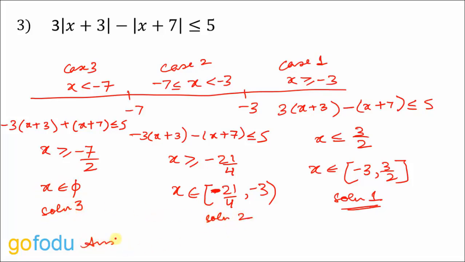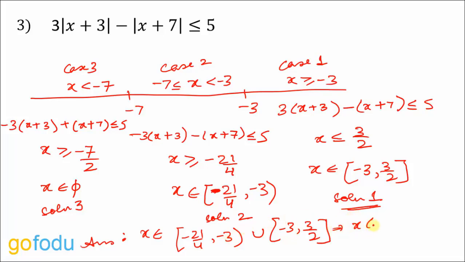And our final answer will be solution 1 union solution 2 union solution 3. That will be x belongs to -21 upon 4 comma -3 union -3 comma 3 by 2. This -3 is already included here. So we can club these two regions and write our final answer as x belongs to -21 upon 4 included to 3 by 2 included.